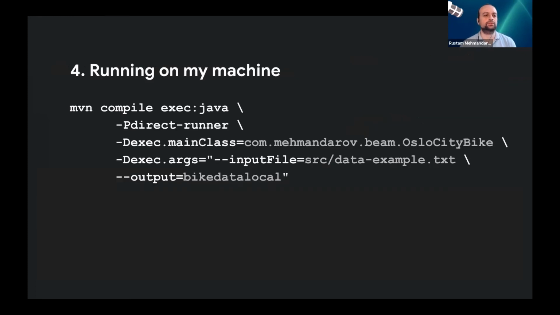And then you have the fourth step where you actually run the whole thing. So this is an example using Maven, running it on my local machine, my own machine. With, as I told you, if you remember, there was this thing called Direct Runner, where you can run it directly on your machine.